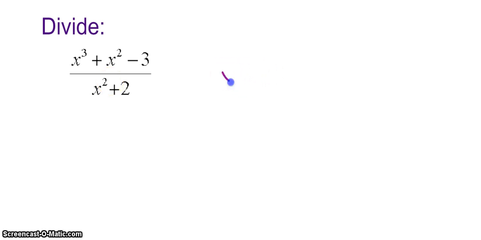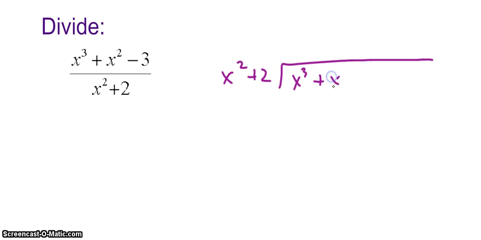Set this up. What did I do here? Notice I put in a 0x. You have to put in a placeholder for every degree term between the highest degree and the constant whenever you're doing long division. It might not be important, but it might, and you never know until you actually do the division. Okay, so now we start.